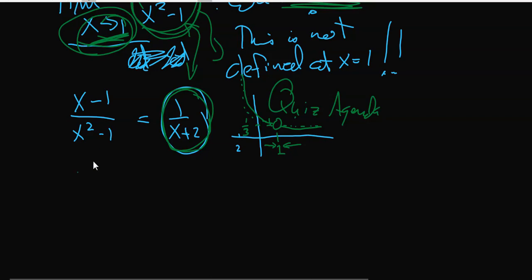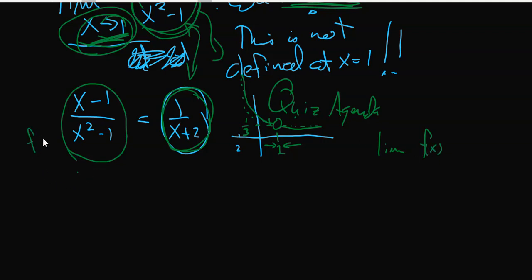Okay, so we just looked at this example, and we saw this graph, which tempts us to say that the limit of this function, I'll just call it f, this is f, as x approaches 1 is going to behave the same way as this function did.